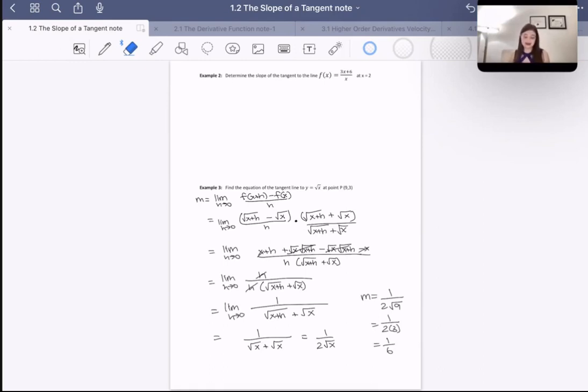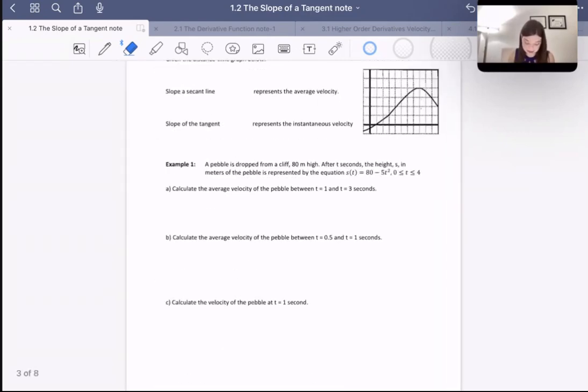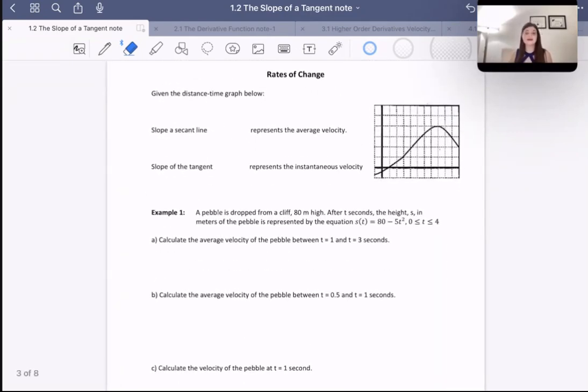But yeah, that is basically it for today. I will see everybody next time. Next time, we will be talking about rates of change. And this is not the same rates of change we did in grade 12 advanced functions. This is a different rates of change where we will be applying calculus methods that we've learned to our rate of change as well.